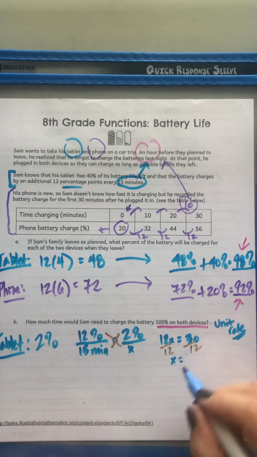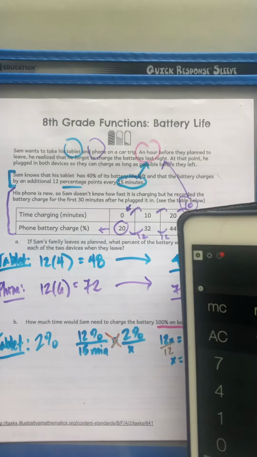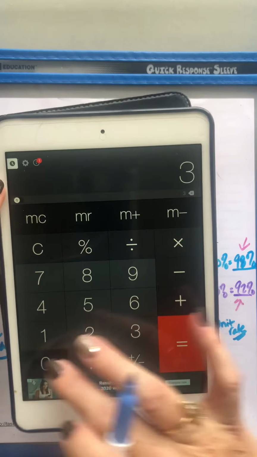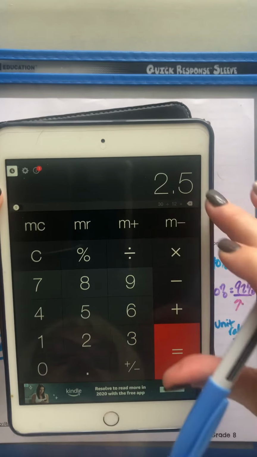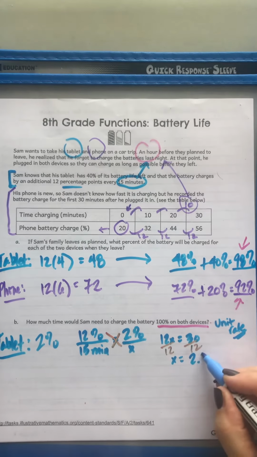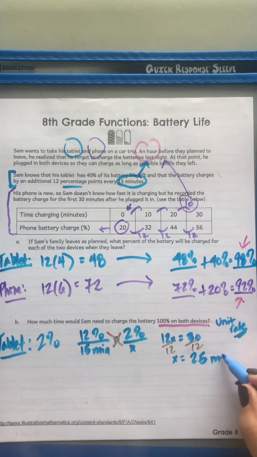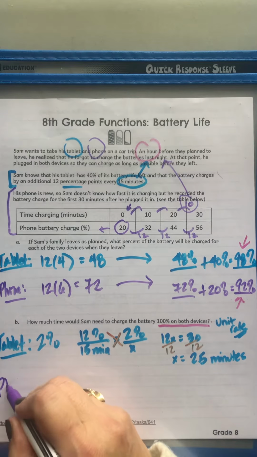And x will equal, and I'm going to pull out my calculator. See, here's my calculator right here. I'm going to do 30 divided by 12, and I get 2.5. So it's going to take 2.5 more minutes. So I need 2.5 more minutes for the tablet. Now let's do the same thing for the phone.